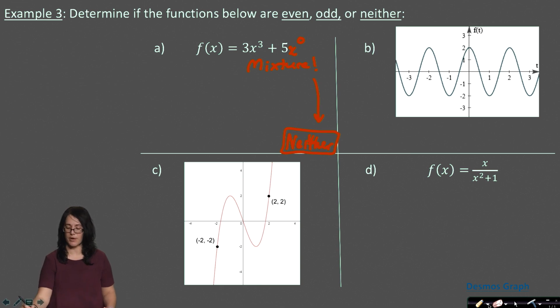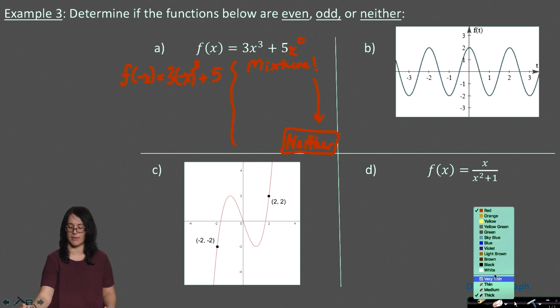But if you wanted to go through the process, you could have done it that way as well by simply saying, I'm going to plug in -x. And if you plugged in negative x, you would have received 3 parentheses negative x to the third power. But with 5, there's no place to plug in negative x, so I just write 5. And then watch what happens.